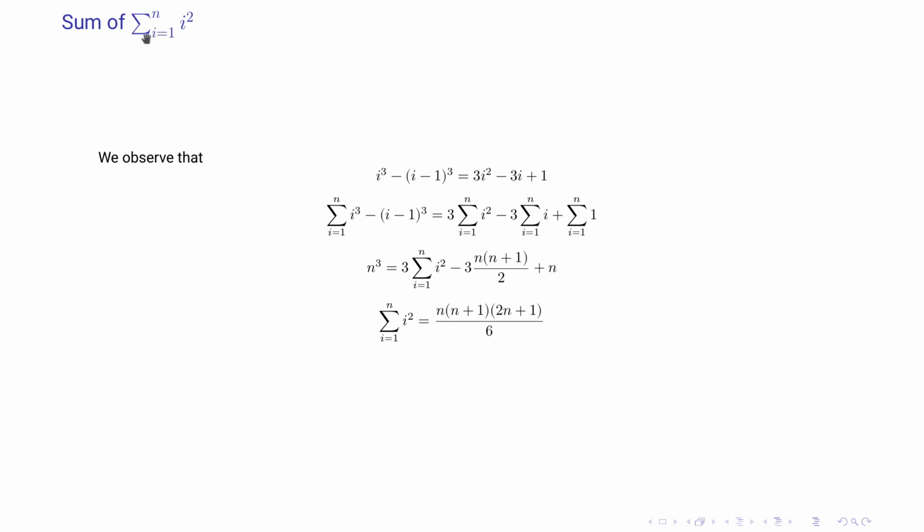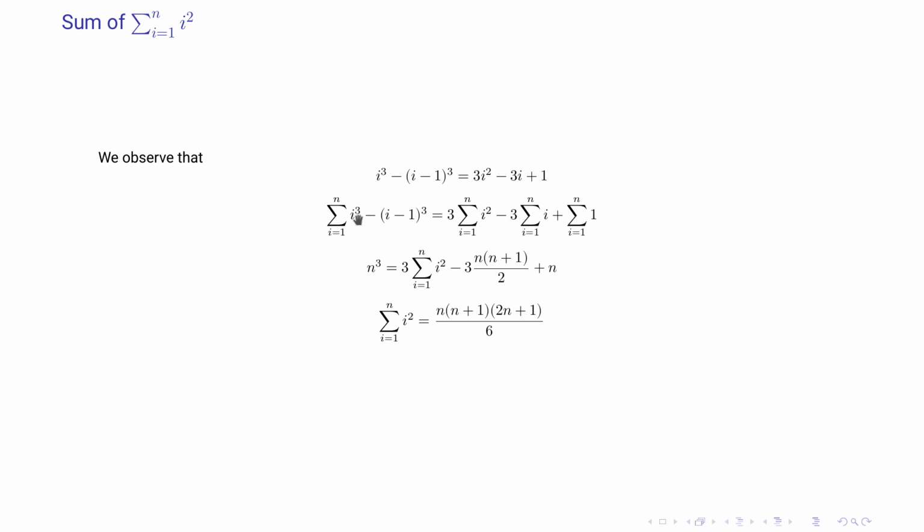So to find this sum of squares of numbers, we observe that i cube minus (i minus 1) whole cube is equal to 3i square minus 3i plus 1. Now we take the sum on the left side and the sum on the right side. So we can write the right hand side as 3 into sum of i square minus 3 into sum of i plus sum of 1.